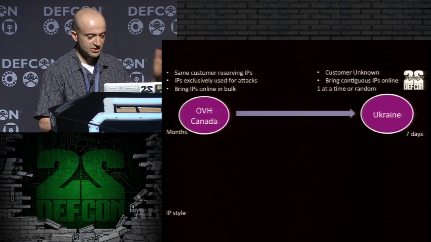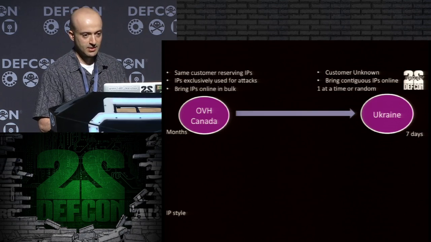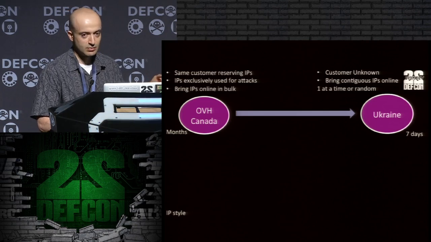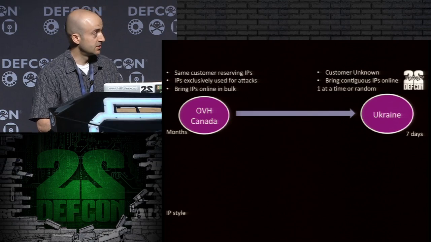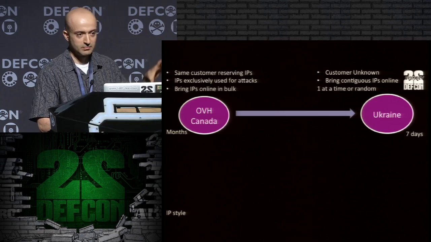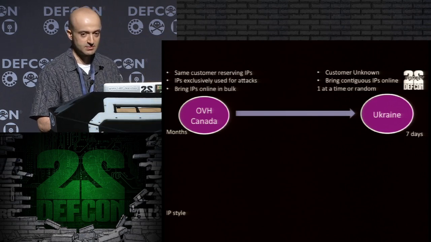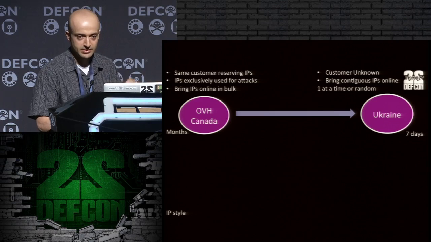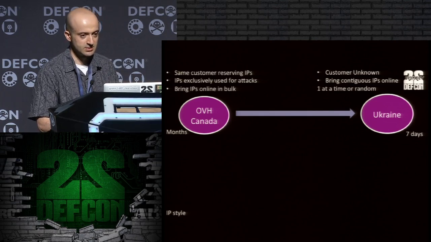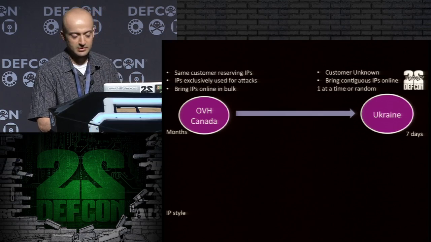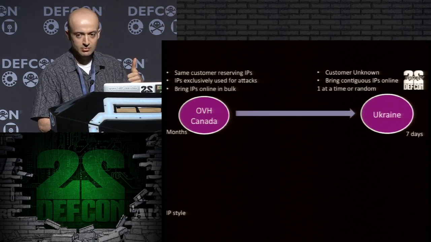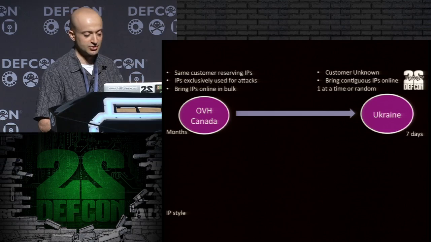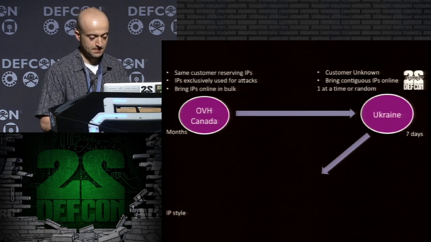After a few months, they shifted to a Ukrainian hosting provider, and that lasted for 7 days. In this case, however, they shifted MO, because OVH Canada is in the ARIN space, and you're able to grab some information about the customers reserving the IPs by looking at the whois. Ukraine is in the RIPE space, and that's much more difficult because RIPE is kind of scarce in terms of details. Also, the IPs were brought online one at a time and also in randomized fashion. So this is somehow a way to evade detection heuristics.